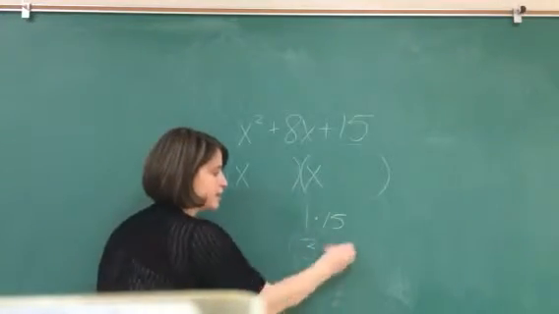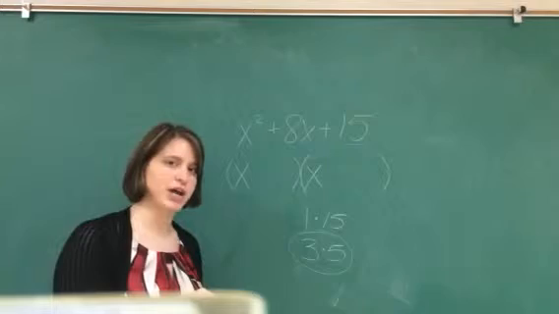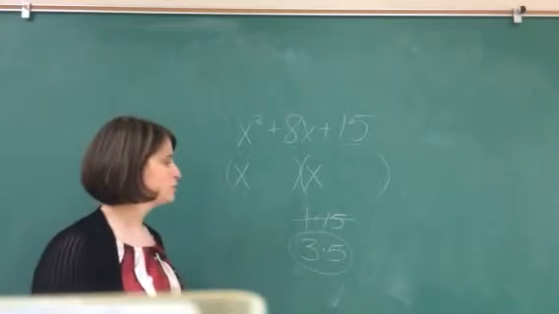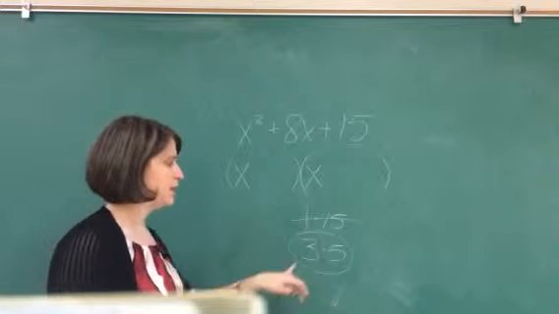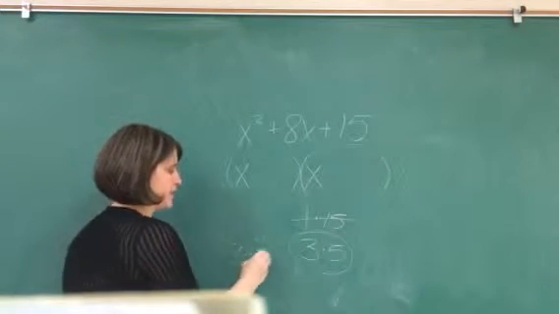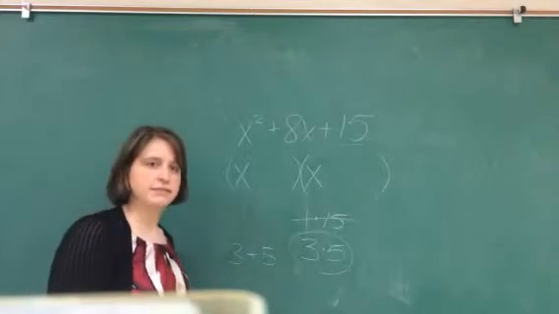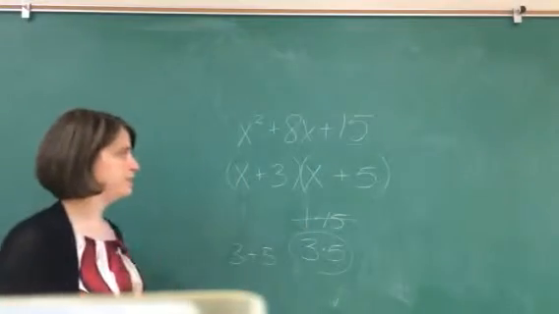In this case, that's got to be 3 and 5. Right? 1 and 15 could get me 16 or 14 if I added or subtracted, so that's not going to work. So 3 and 5 is what I need in order to get 8. The only way I can get positive 8 with 3 and 5 is if I have a positive 3 and I add a positive 5. So plus 3, plus 5.